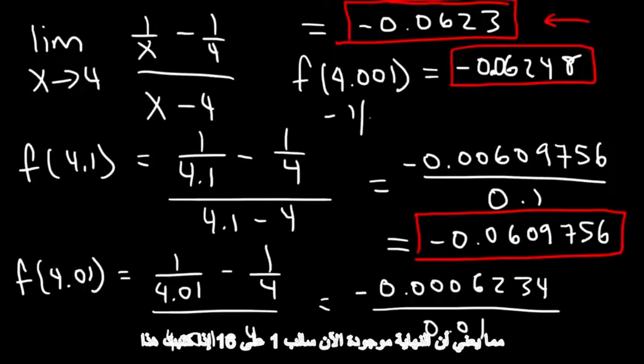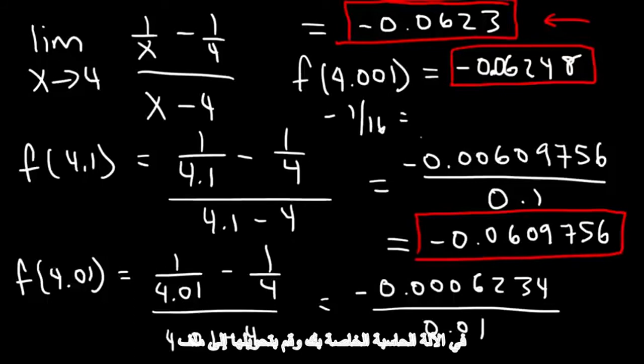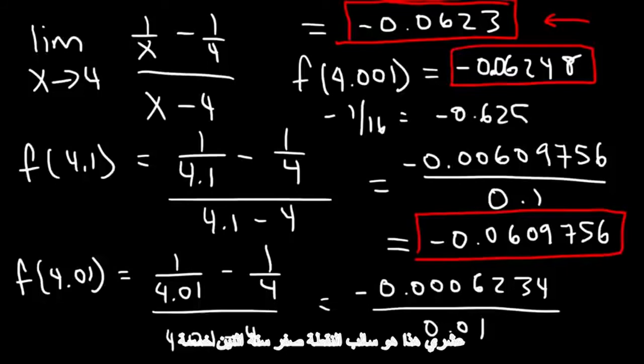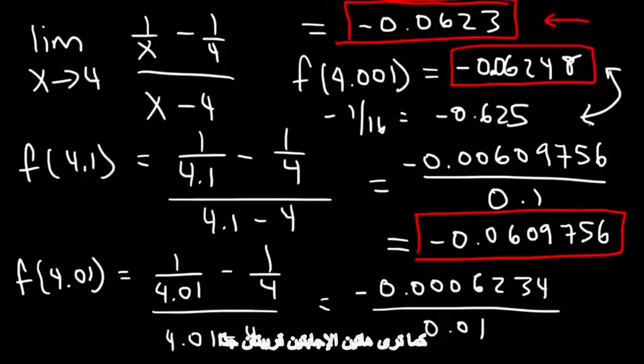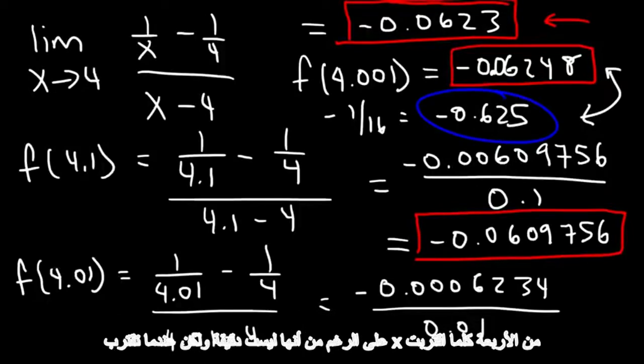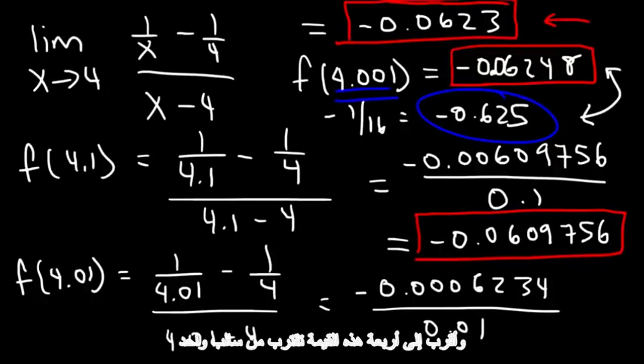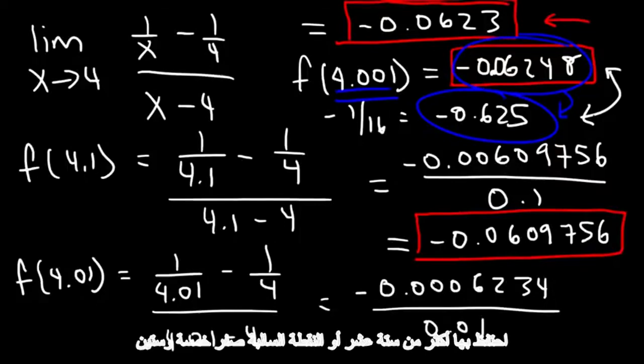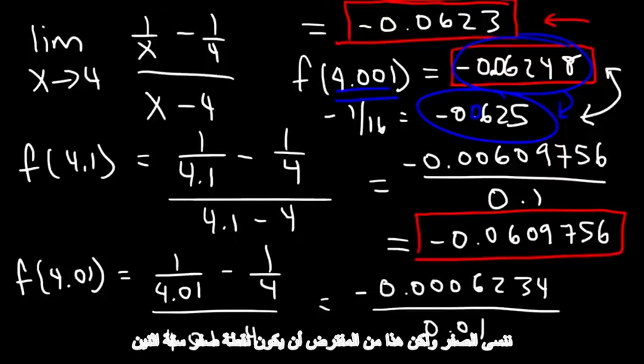Now, negative 1 over 16, if you type this in your calculator and convert it to a decimal, this is negative 0.0625. As you can see, these two answers are very close, even though they're not exact. But as x approaches 4, as it gets closer and closer to 4, this value is converging to negative 1 over 16, or negative 0.0625. I keep forgetting the 0, but that's supposed to be 0.0625.